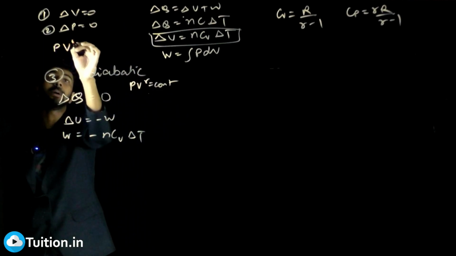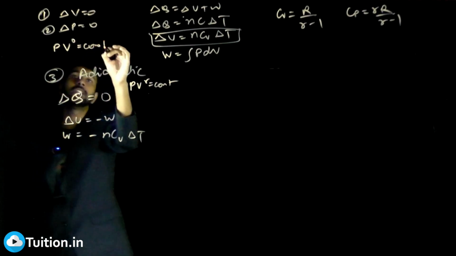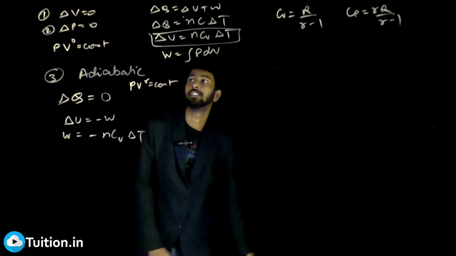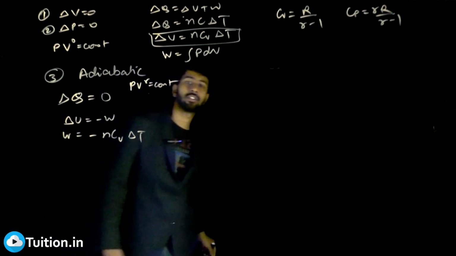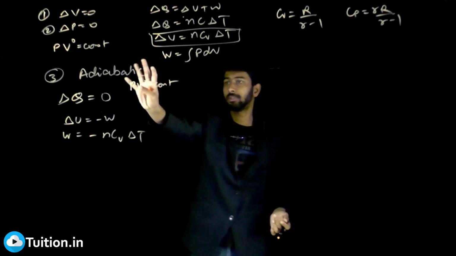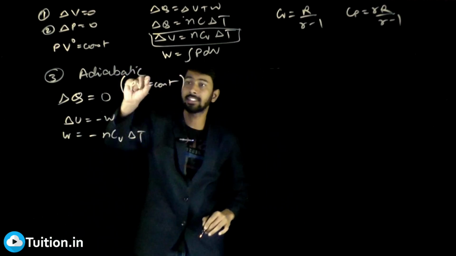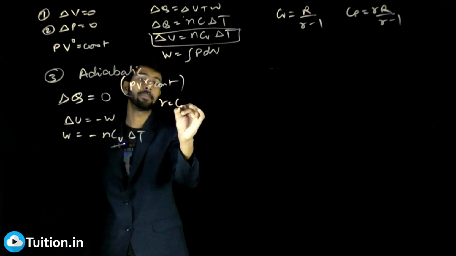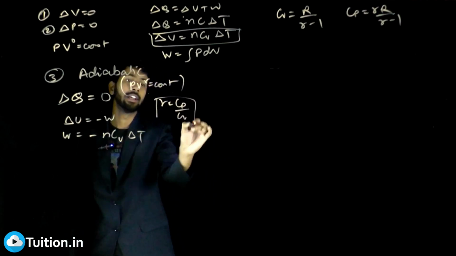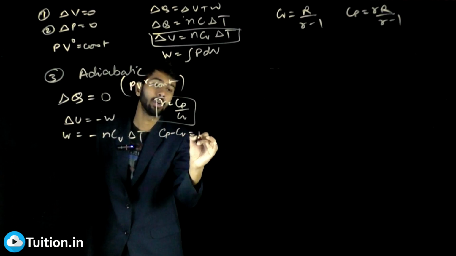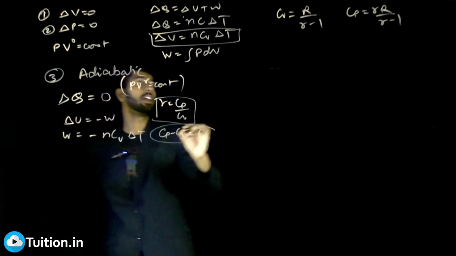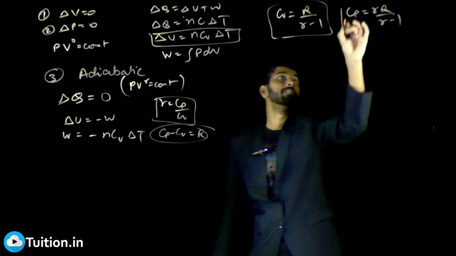This is PV power 0 equal to constant, because this is P equals constant, right? That's how it is. And similarly delta V also will be represented in some manner. So this is PV power gamma equal to constant, adiabatic process. This gamma is nothing but the ratio of Cp and Cv, Cp by Cv, right? And Cp minus Cv is R, I already told you. Using this and this relation, I found out this, Cv is this, Cp is this.